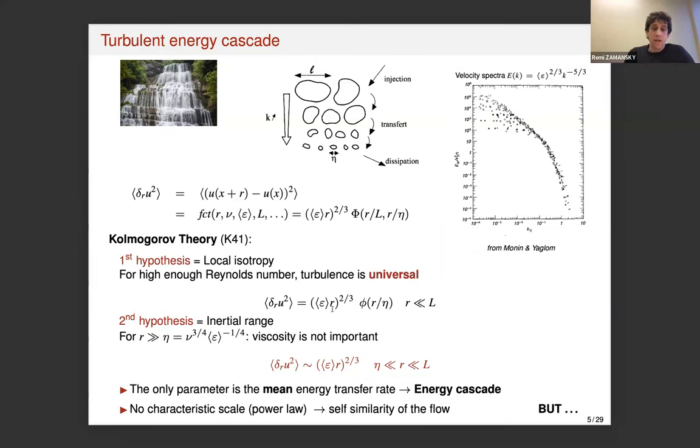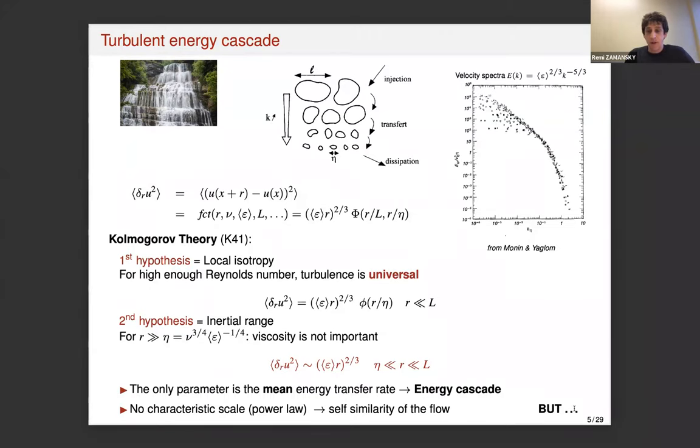And further, he proposed a second hypothesis, saying that if, in addition, the scale is also not too small, that is to say, large compared to the dissipative scale, the viscosity is not important, and we obtain that power law for the velocity increment. The variance of the velocity increment essentially depends on the distance and the mean dissipation rate. And that's the idea of the energy cascade, and that has received considerable validation from numerics and experiment.